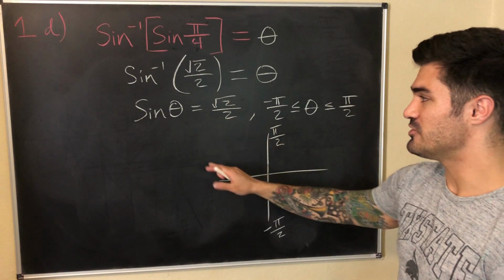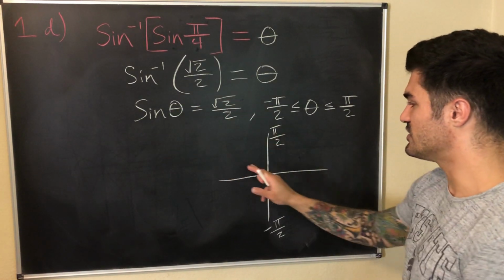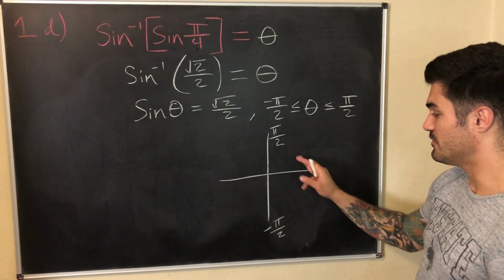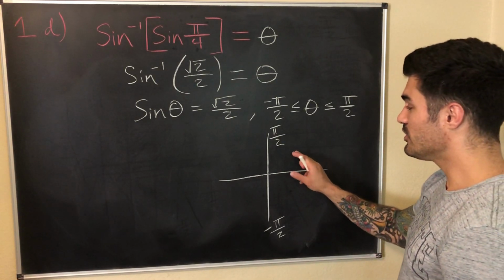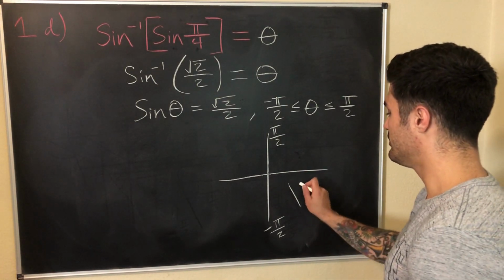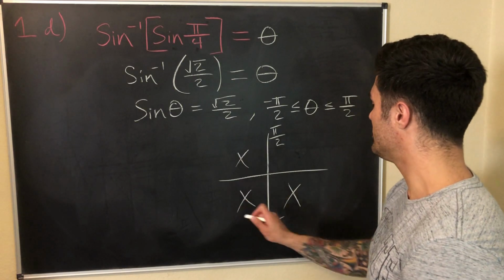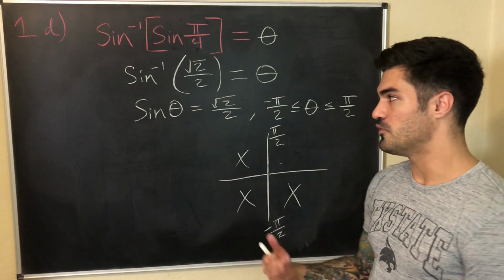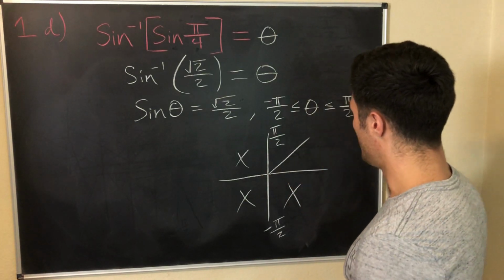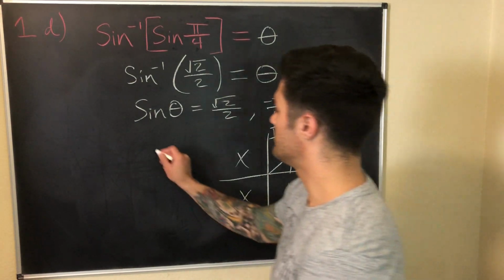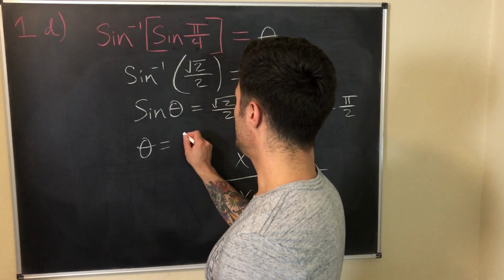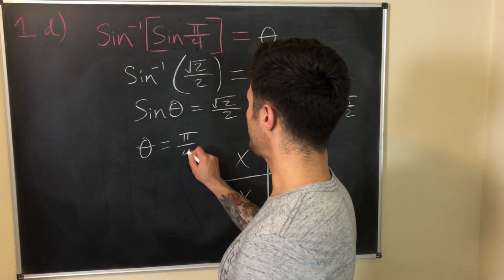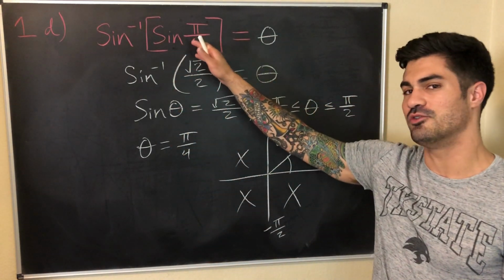This is a positive value. We know that sine is positive in the first and second quadrant, but since we're just looking at the first and fourth quadrant, we know we're limited to this first quadrant. So we can eliminate all these places here. We're in the first quadrant, and we know that our reference angle that works here is pi over 4. So theta is going to equal pi over 4, right? Theta equals. So what do you notice about our answer? It's the same as this original angle, right?